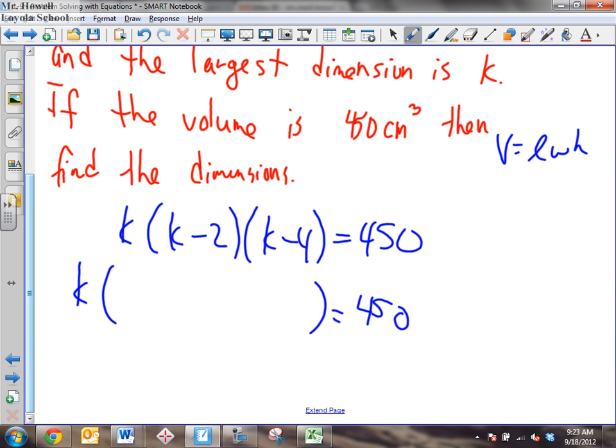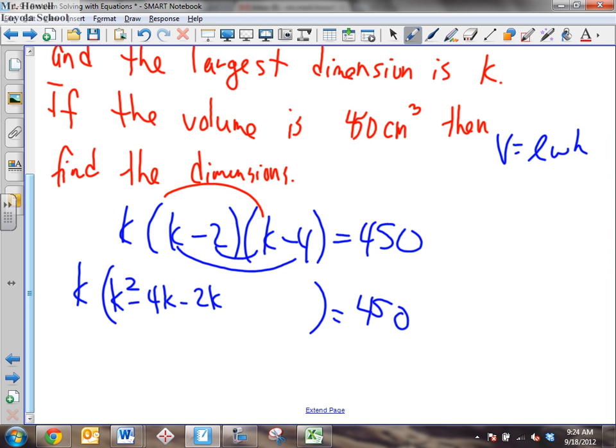Summer? K squared. We're all familiar with FOIL, or box method, or double distributive, whatever you want to call it. This becomes K squared. Negative 4K. Okay, the outer is going to give us negative 4K. The inner is going to give us negative 2K. So outer, then inner will give us the negative 2, right? So we're going to have minus 4K minus 2K. This can be combined if you know that already, obviously.